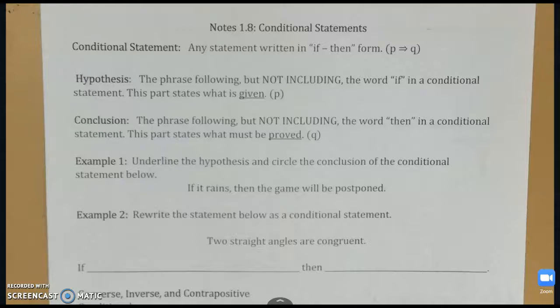Okay, today we are starting our logic series, which focuses on conditional statements. This is going to be really important for forming how we support our conclusions and write our next set of proofs that we're going to be doing, which are two-column proofs.